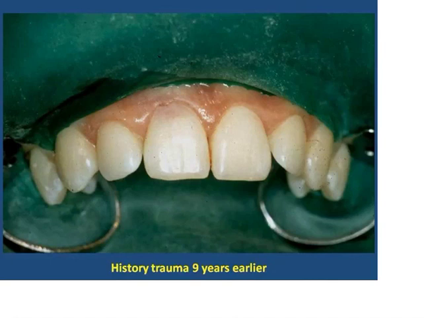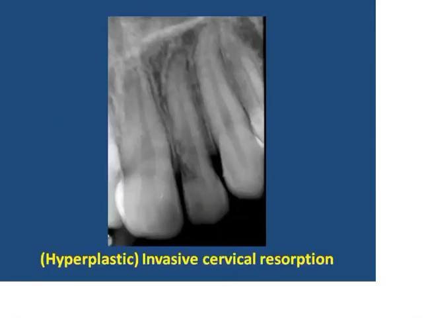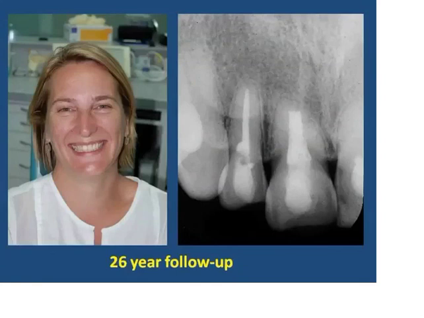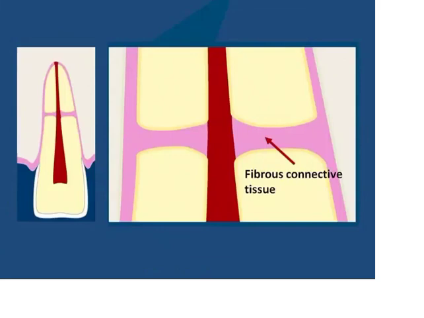Here is a patient with a history of trauma some 9 years earlier who, after orthodontic treatment, showed an invasive cervical resorptive defect on the mesial aspect of her left lateral incisor tooth. And here we see a radiograph of this lateral incisor tooth 25 years after its original treatment. And here we see it 26 years later, two retained endodontically treated teeth with no signs of any resorption. Fibrous connective tissue in between the two fractured segments.